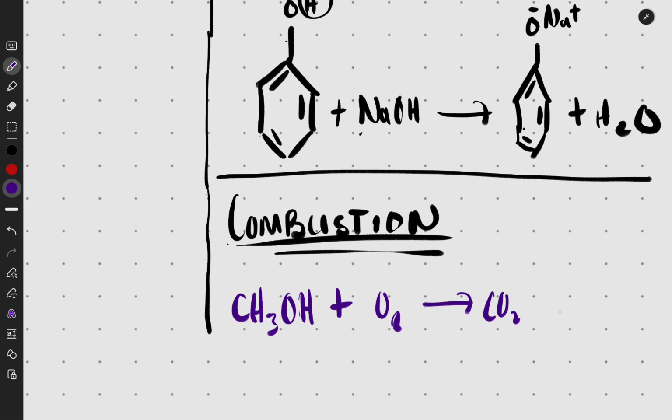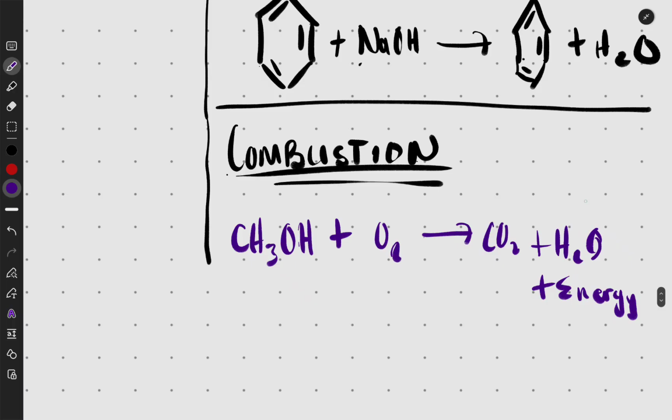So you get carbon dioxide and water and you get some energy, of course, because when you combust, you heat. It's burning. So it's water and energy. You can try to balance it by putting 2 and 3 and 2 here. But even if you don't balance, you get part marks.